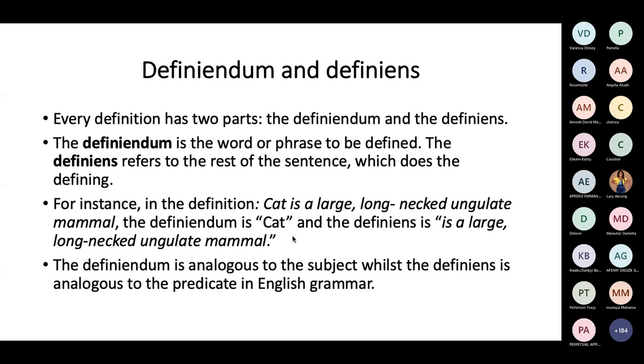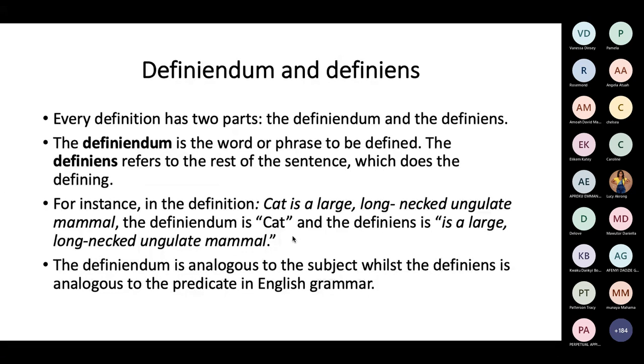So the definiendum is just like the subject, whilst the definiens is like the predicate in English grammar. So you are very familiar with subject and predicate. Now, the subject in a definition is called the definiendum, and the predicate in a definition is called the definiens. In critical thinking, when we talk about definiendum, you already know that it is the subject in a definition, not in an argument, not elsewhere, but in a definition. So we have specific names for them.